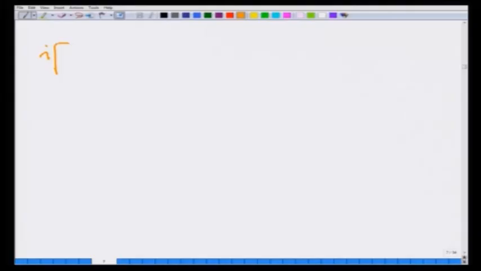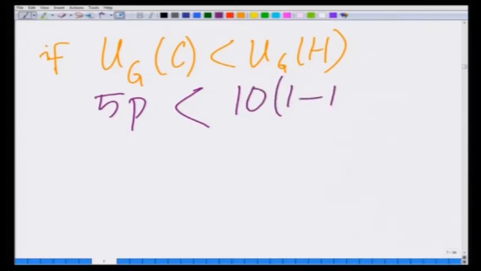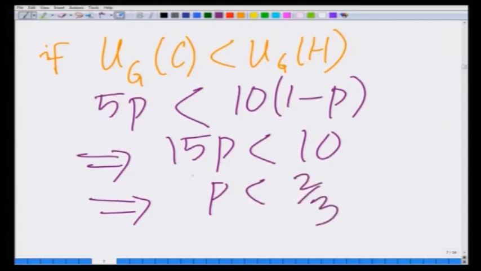On the other hand, if payoff from cricket is strictly less than the payoff from the Harry Potter movie, that is u girl of cricket is less than the payoff from the Harry Potter movie, that is to say that 5p is strictly less than 10 times 1 minus p, which happens when 15p is less than 10, which happens when p is less than 2 by 3.